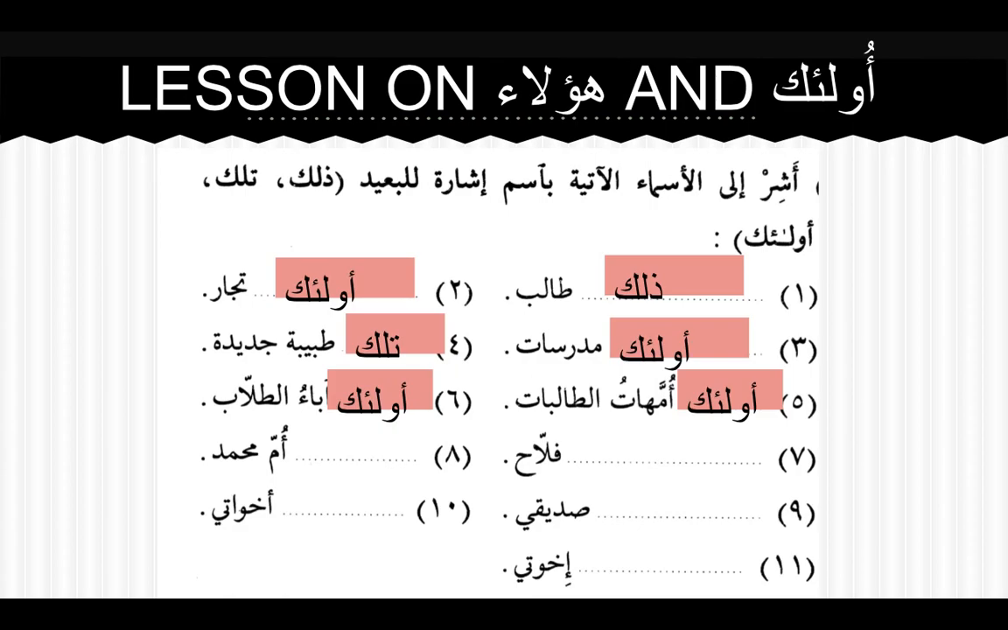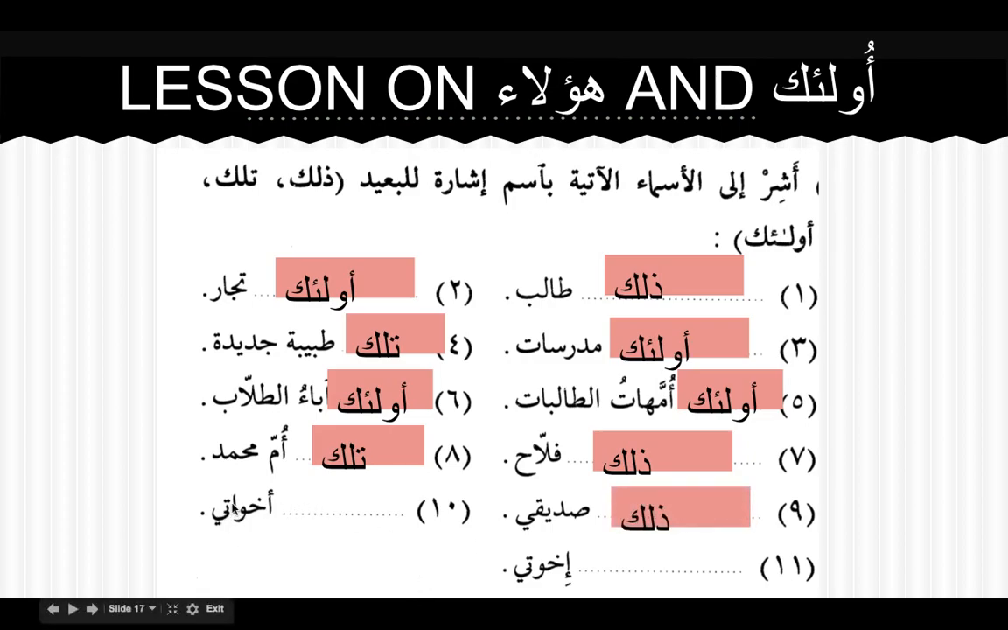Fallahun is masculine singular, so it is dhalika. Dhalika fallahun. And ummu Muhammadin, a combination of mudaf and mudaf ilayhi, mother of Muhammad. The subject is ummu, feminine, so it is tilka. Sadiqi, sadiqu plus ya mutakallim. The subject is sadiqu, so my friend is dhalika. Akhawati, see, ati is the sign of feminine, so it's my sisters, it will be ulaika. Ikhwati is my brothers, yes, ulaika.